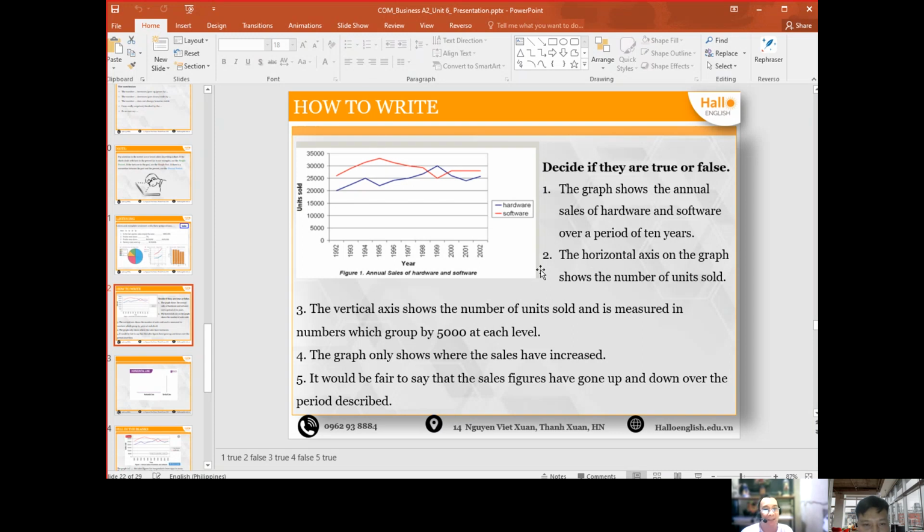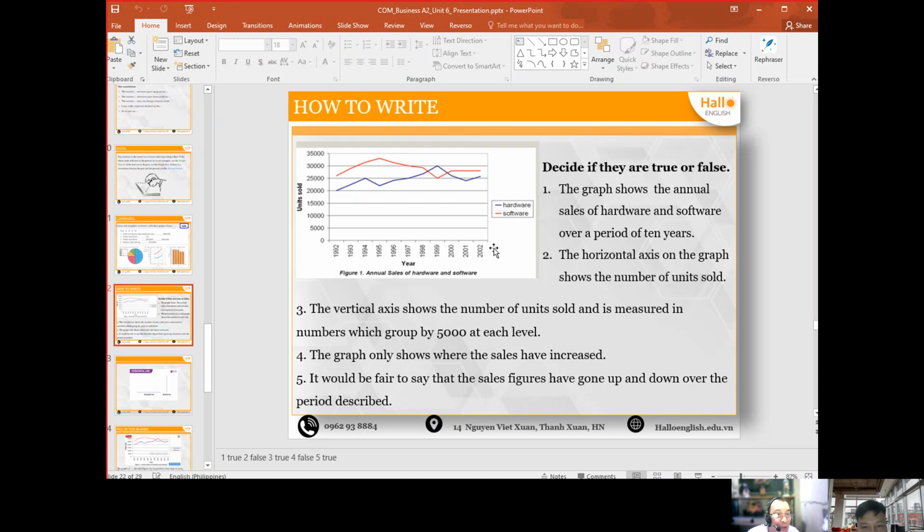How to write. Number one, decide if they are true or false. Okay, instruction. Let's try to decide whether it's true or false. Number one, the graph shows the annual sales of hardware and software over a period of 10 years. It's true. Okay, why is it true? Because I see the title is annual sales of hardware and software.